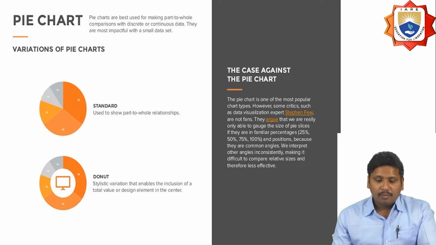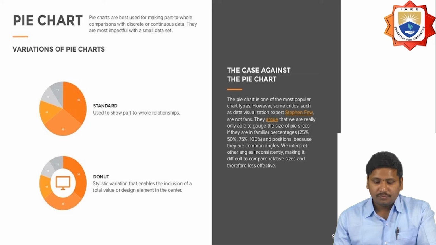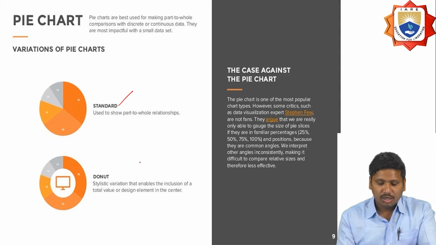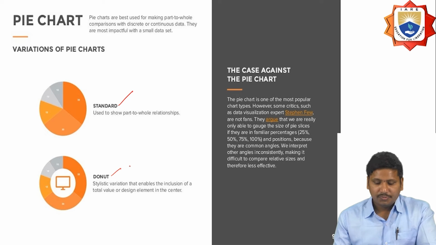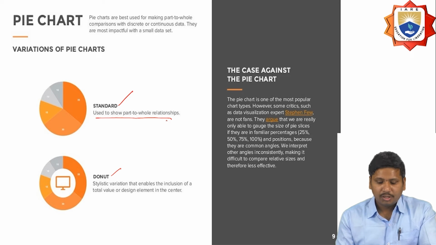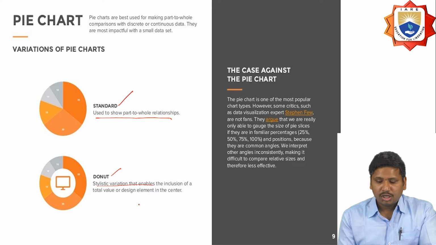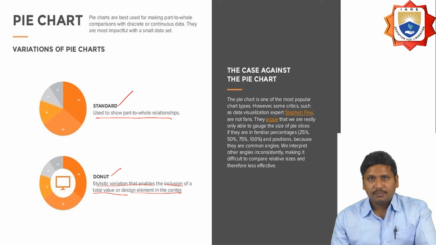Next one is the pie chart. The pie chart is best used for making part-to-whole comparisons with discrete and continuous data. They are most impactful with small data sets. Some of the variations of the pie chart are the standard pie chart and the donut pie chart. The standard pie chart shows the part-to-whole relationships, and the donut is a stylish variation, which can enable the inclusion of a total value or design element in the center.